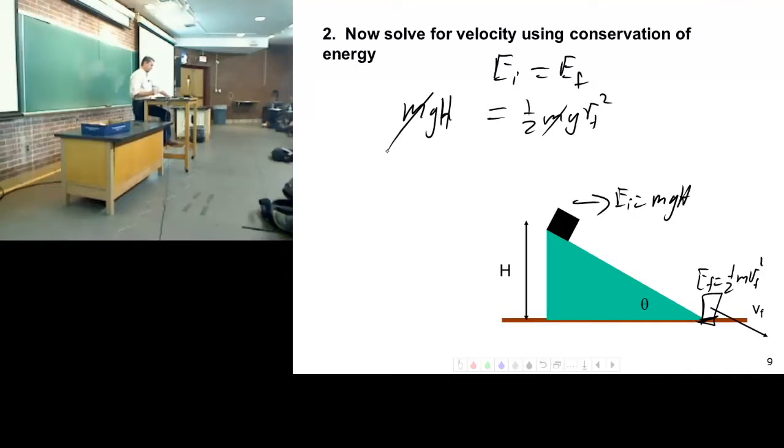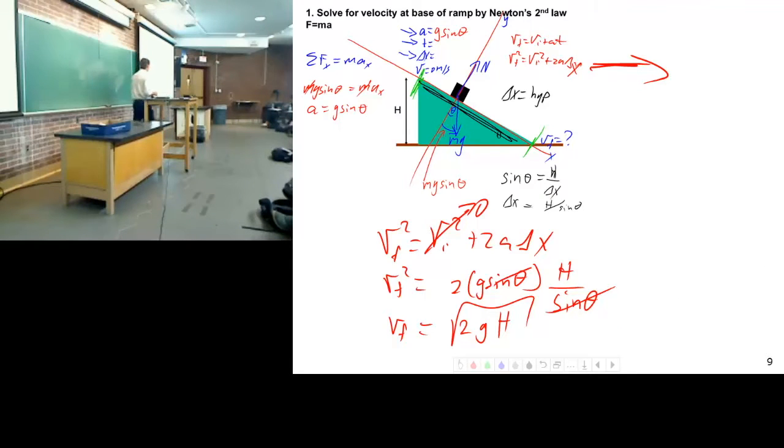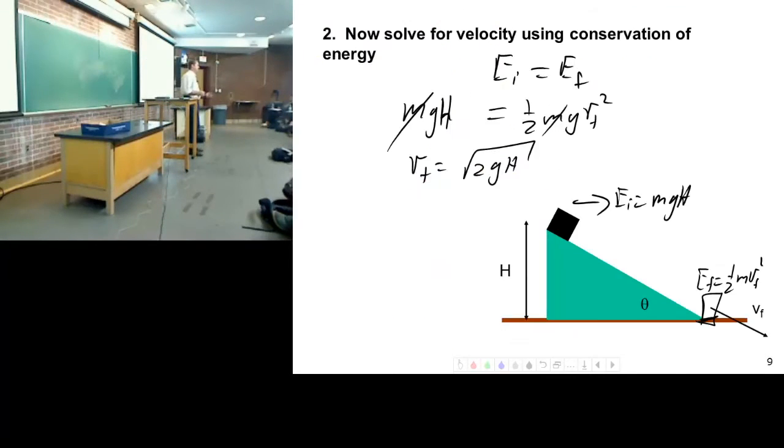So mgh equals 1/2 m v final squared. M goes away nicely for me. Solve that equation for v final. V final is going to be 2gh all square rooted. The exact same answer, but about 15 steps less, right? Even if you know how to solve the other way, this is still clearly the easier path to solving.